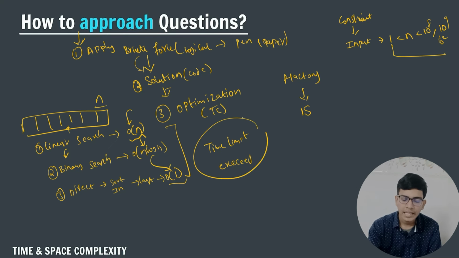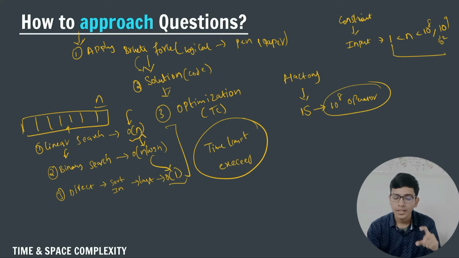So generally, in 1 second, how many operations can take place? In 1 second, 10 to the power of 8 operations can take place. So if your code is performing 10 to the power of 8 operations in 1 second, then it might pass all the test cases. If it is taking more time, then it might show you time limit exceeded. Or if the code you have written exceeds the space provided, then it will show you space limit exceeded. These are the things you need to remember when you are doing coding questions on coding platforms.